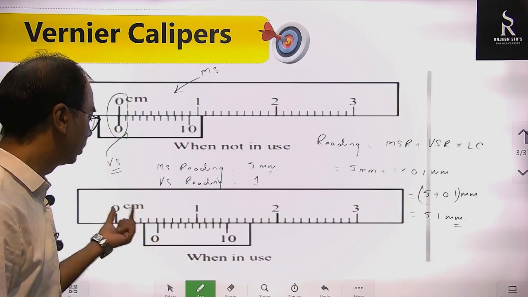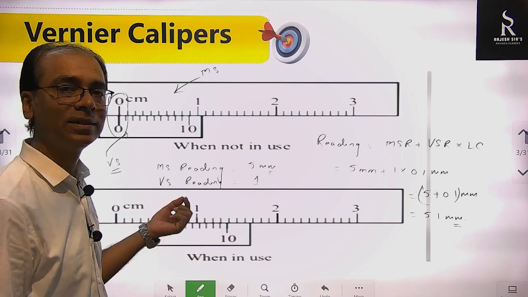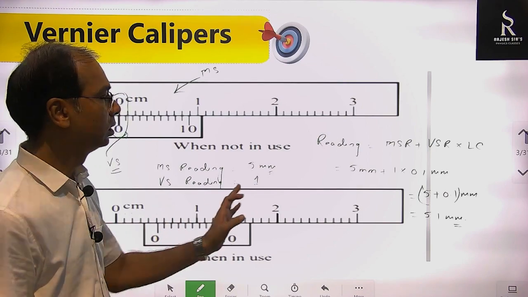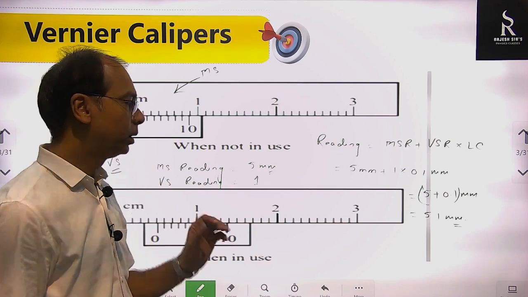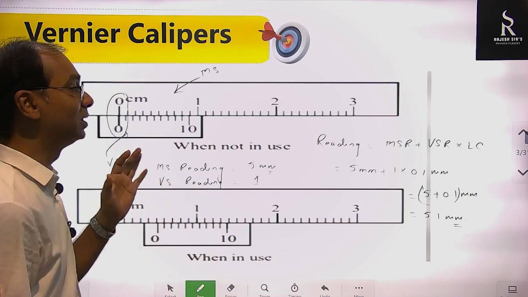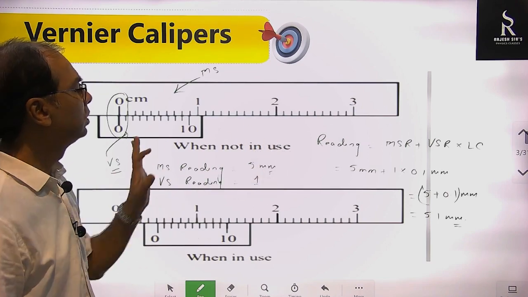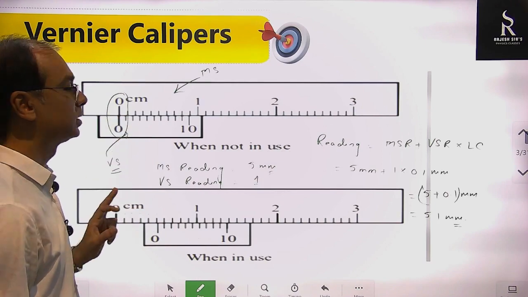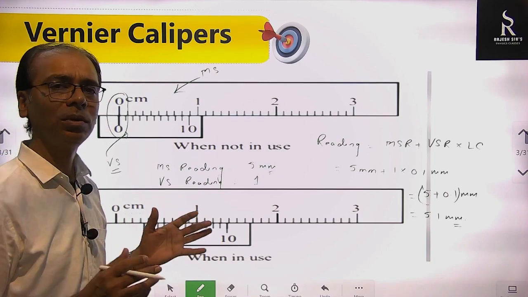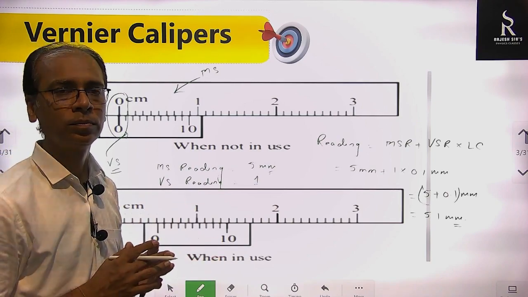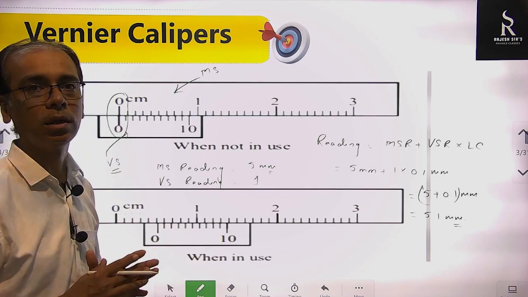First, find the main scale reading, then the vernier scale reading, that means which division of vernier scale is exactly coinciding with main scale. Find it out, then put it into this formula, and you will get the reading, right? But there is one more problem in that. That problem is called zero error. Zero error means, when we are not using vernier calipers, zero should be like this, both zeros one on the other. But sometimes, because you are using the instrument again and again, some zero error comes in. Zero error means these zeros are not going to coincide.